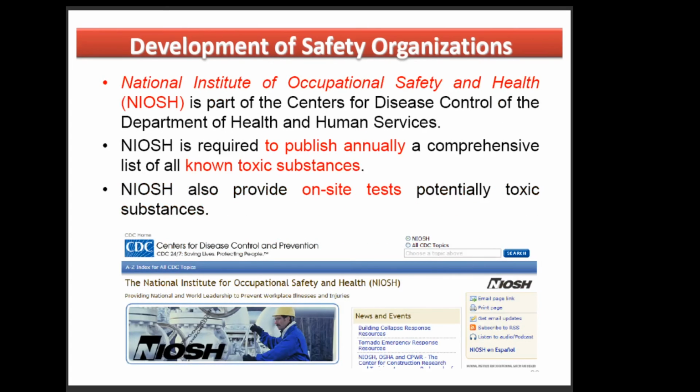The National Institute of Occupational Safety and Health is part of the Centers for Disease Control of the Department of Health and Human Services. It is required to publish annually a comprehensive list of all known toxic substances. This organization also provides on-site tests of potentially toxic substances.